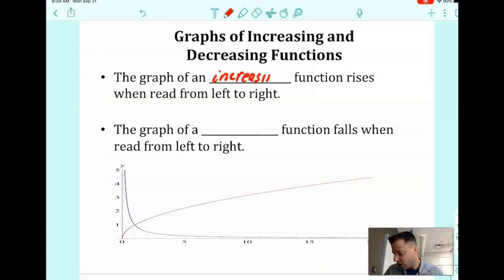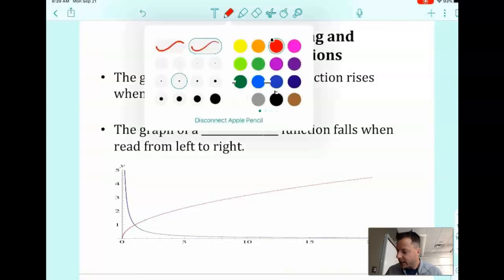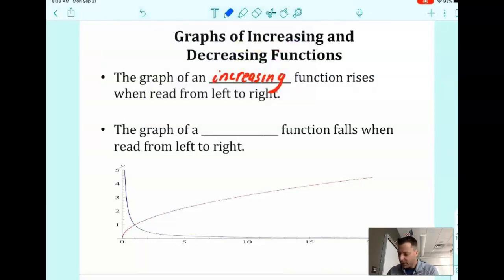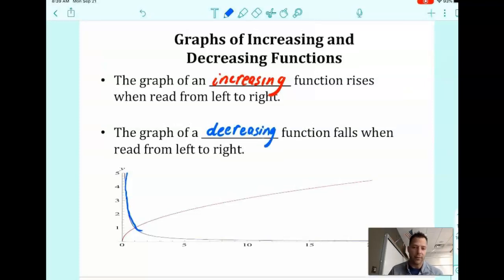Both values are getting larger. And if you look at the other graph, it's going down as the variable increases, it's decreasing. The output's decreasing. So the graph of a decreasing function falls when read from left to right. The graph of an increasing function rises from left to right. That's where you get that uphill and downhill idea.